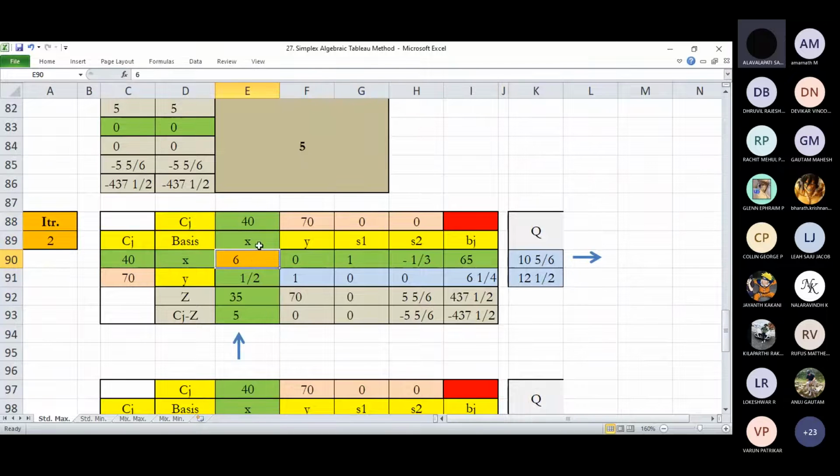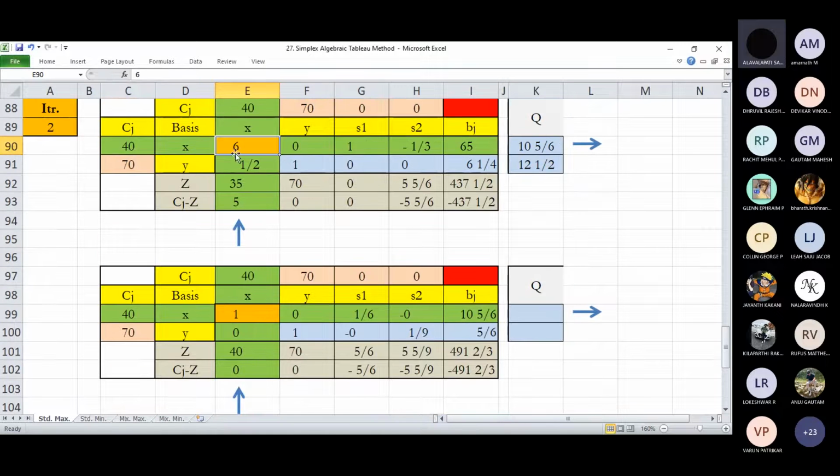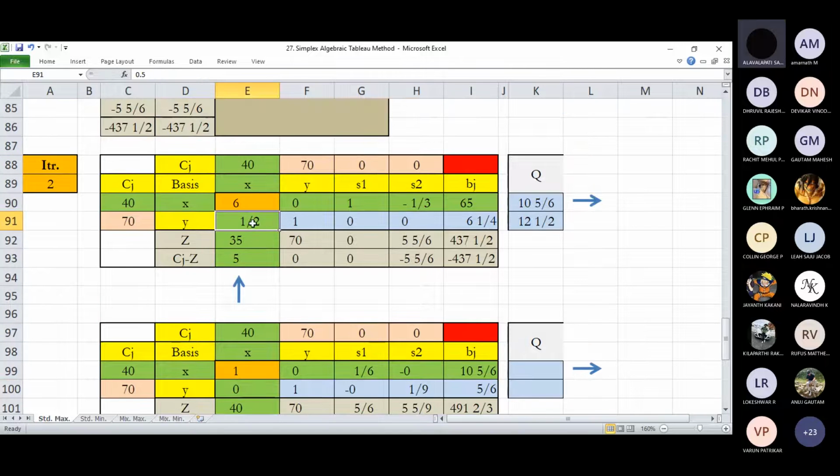So once that is done, the next step is to make this pivot element become 1 by dividing the entire row by the pivot element. So 6 divided by 6 is 1, 0 divided by 6 is 0, then 1 divided by 6 is 1 by 6, and minus 1 by 3 divided by 6 is the value, and 65 divided by 6 is 10 5 by 6. So we have done that. Next step is we need to make the other elements become 0. So how do we make this element 0?